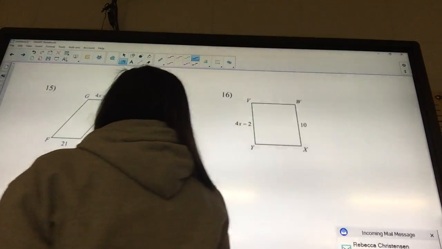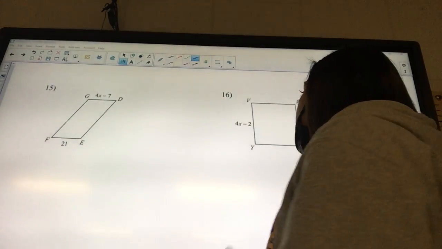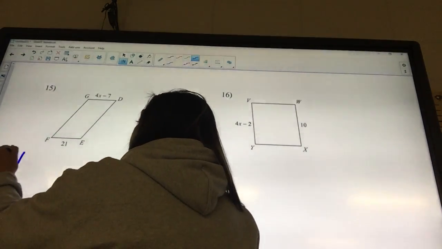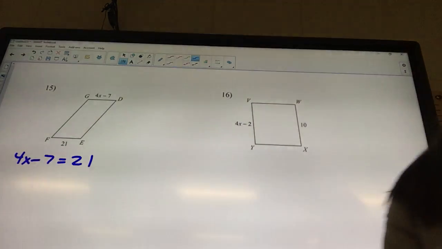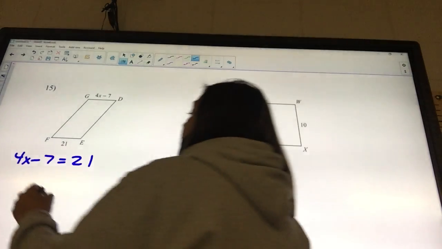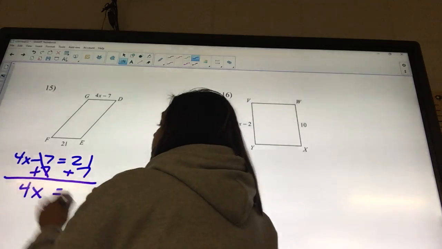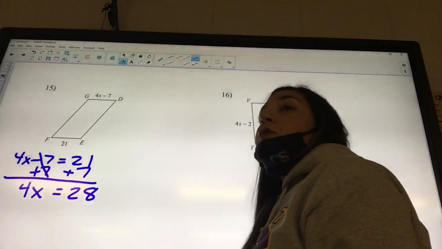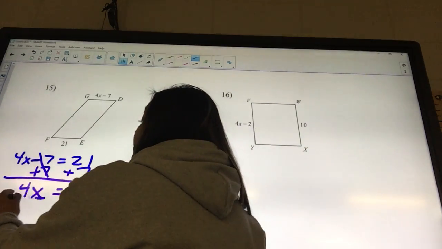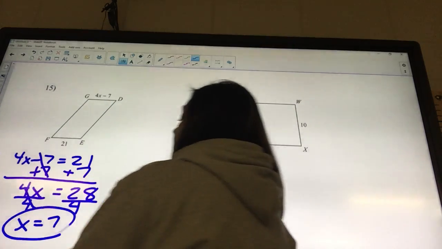Okay, so the next one says 4x minus 7, and the exact opposite side is 21. So 4x minus 7 equals 21. We've got to say one side is equal to the other. So plus 7 on both sides. I got 4x equals 21 plus 7, 28. So I got 4x equals 28. Divide by 4. X equals 7.